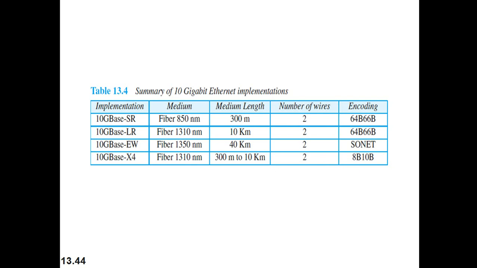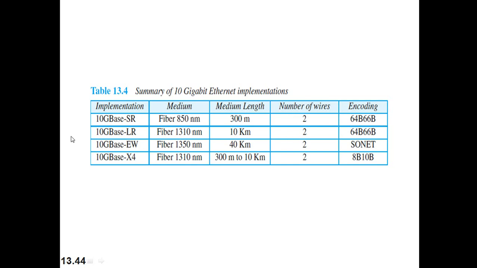When it comes to implementation, we are using fiber optic cables over long distances. These are the implementation methods. First is 10GBASE-SR. The medium is fiber at 850 nanometers. The length of the cable is 300 meters. The number of wires is 2, and the encoding scheme is 64B/66B.